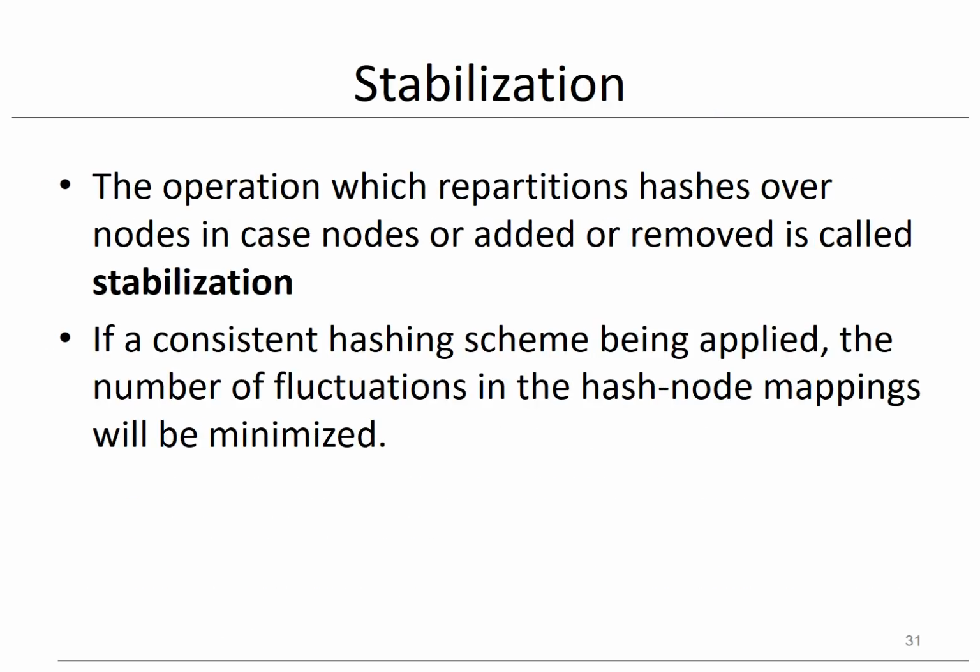The operation which repartitions hashes over nodes if nodes are added or removed is called stabilization, and should preferably be as efficient as possible to reduce network overhead or waiting time. If a consistent hashing scheme is being applied, the number of fluctuations in hash node mappings will be minimized, hence leading to a shorter stabilization period.